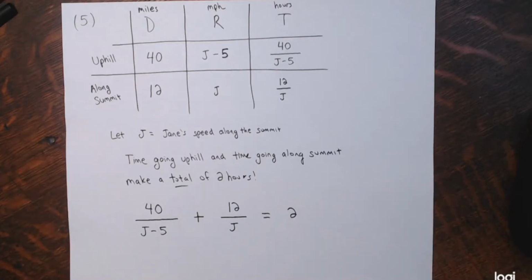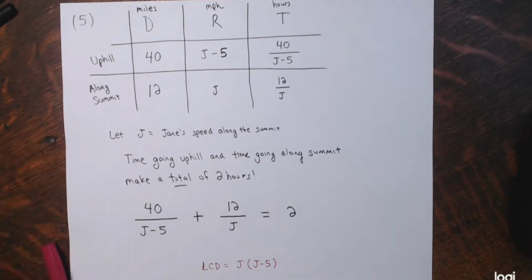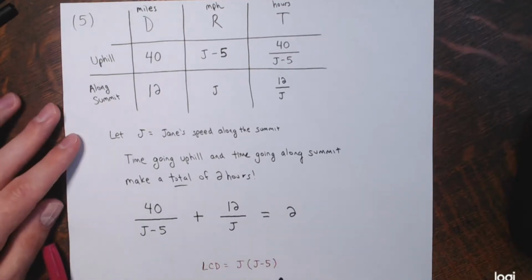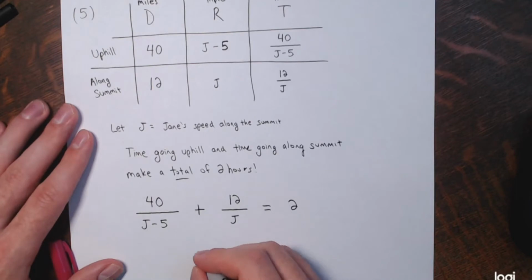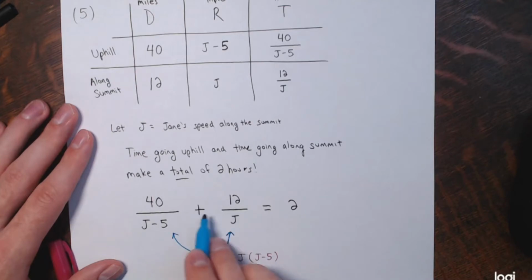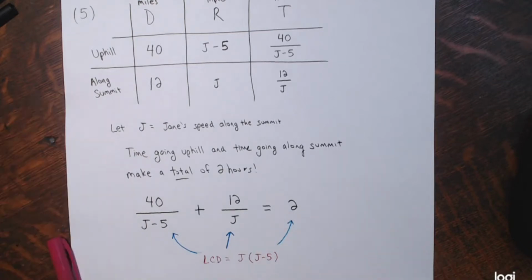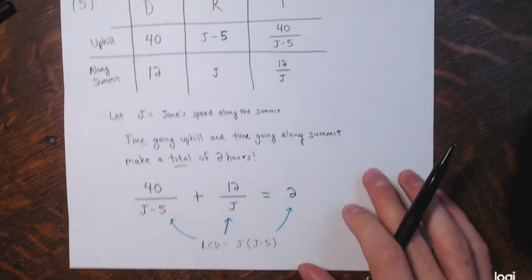Alright, so once again, the LCD should be obvious here, and this isn't a video about how to find the LCD. It would be J times J minus 5, the quantity J minus 5. And then every term on both sides gets multiplied by the LCD. I'd be multiplying this fraction, this fraction as well. You'd be distributing the LCD to both these fractions on the left side. And then on the right side, you'd just be multiplying the 2 by the LCD, right? So after doing that, all the denominators should cancel.